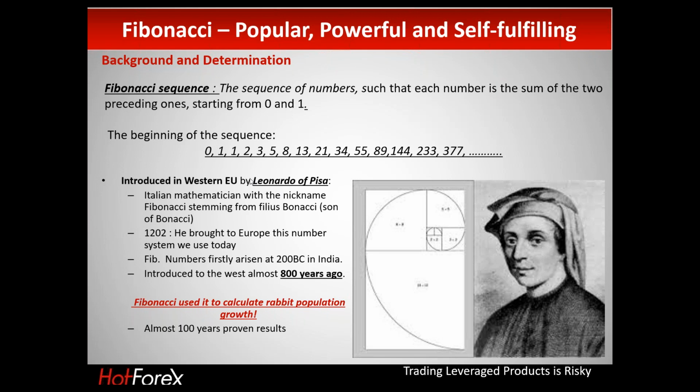And what's the correlation? What's the relation? In this sequence, if you add two numbers that are next to each other, you get the following one. So 13 plus 21 equals 34. 34 plus 55 equals 89. 89 plus 144 equals 233. And that is infinite. This sequence is infinite.